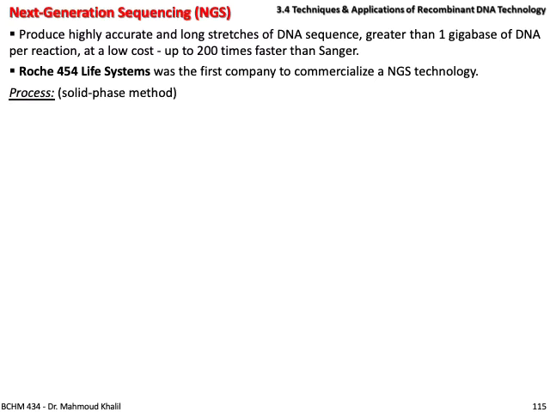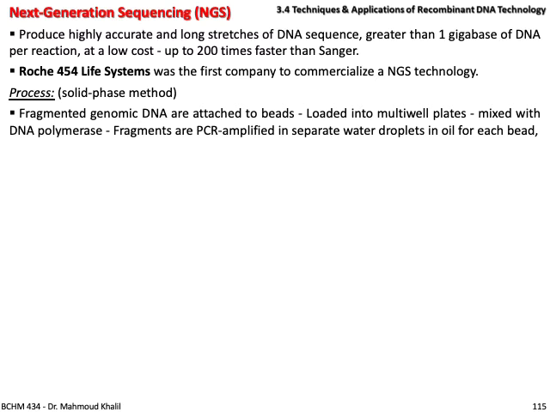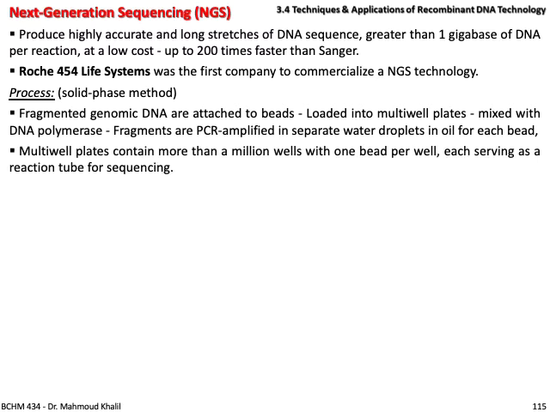The process is called the solid phase method. You get fragments of genomic DNA attached to beads, loaded into multi-well plates, mixed with the DNA polymerase, and PCR amplified in a separate water droplet in oil for each bead. It's like a multi-well plate containing more than 1,000,000 wells with one bead per well. Each serves as a reaction tube. So instead of doing it in a million small PCR tubes, you do it in a million wells in a multi-well plate.